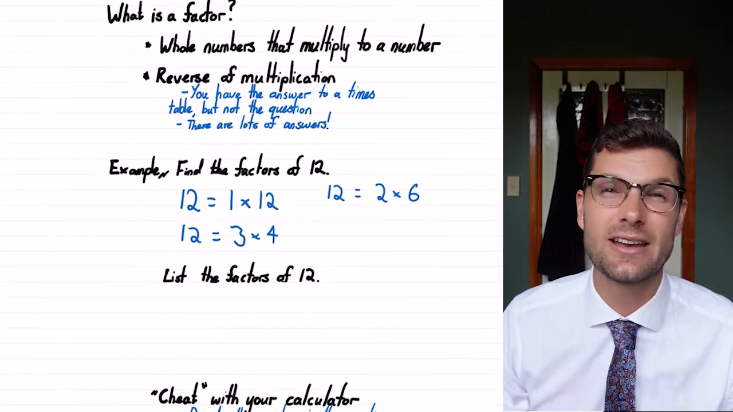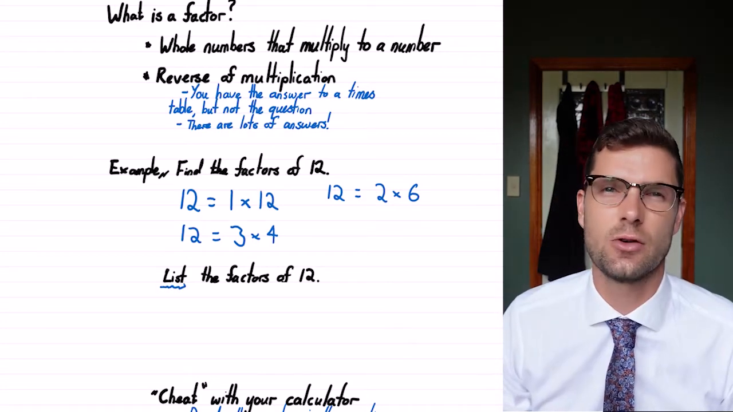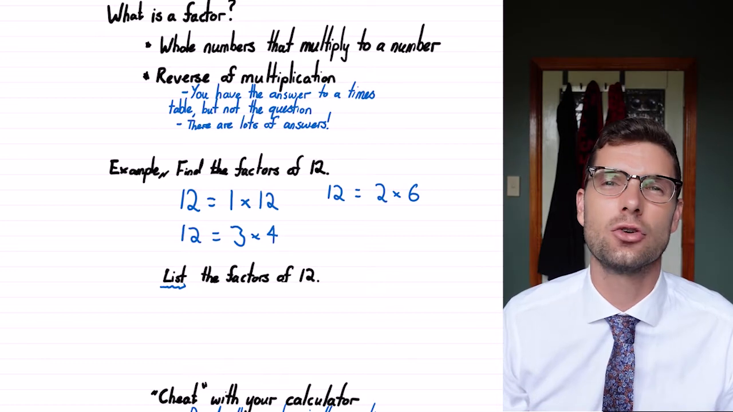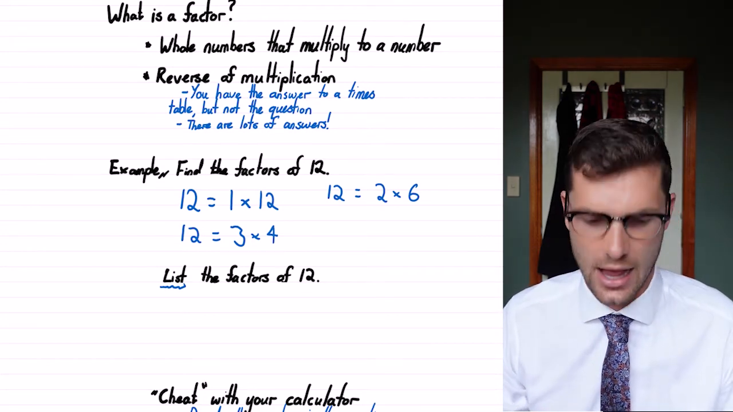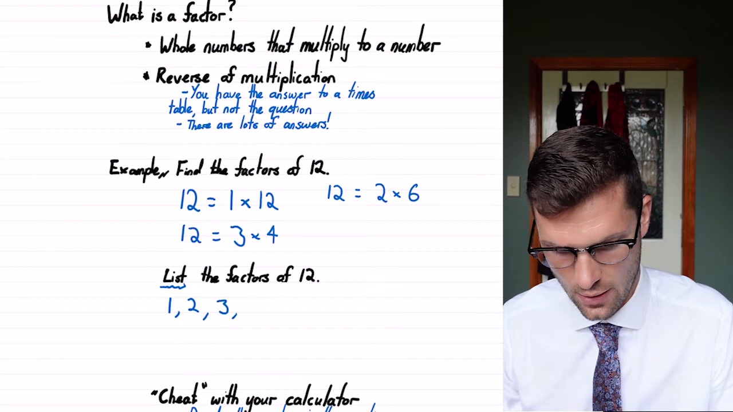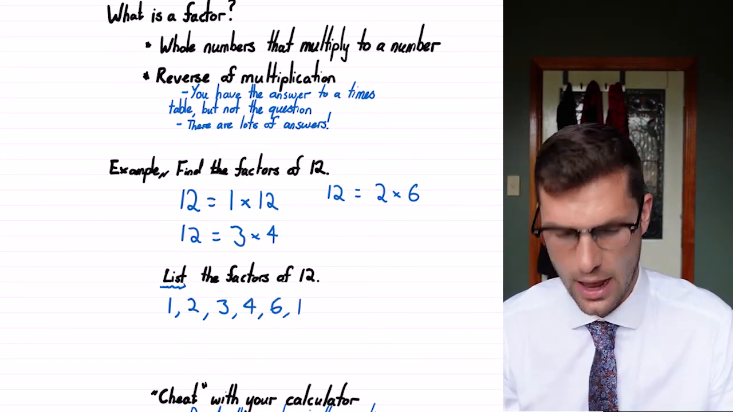At school as well, you might see questions where they ask you to list the factors. This word list is really common for these types of questions, and all that means is that we are looking for an ascending list. So write down all the factors from smallest to largest. So we've got 1, 2, 3, 4, not 5, 6, and 12.